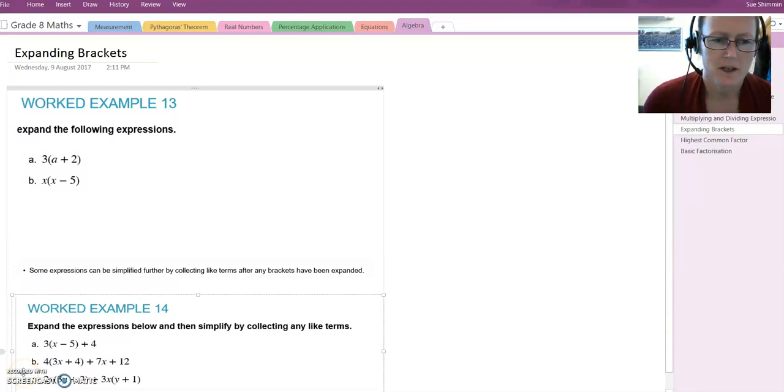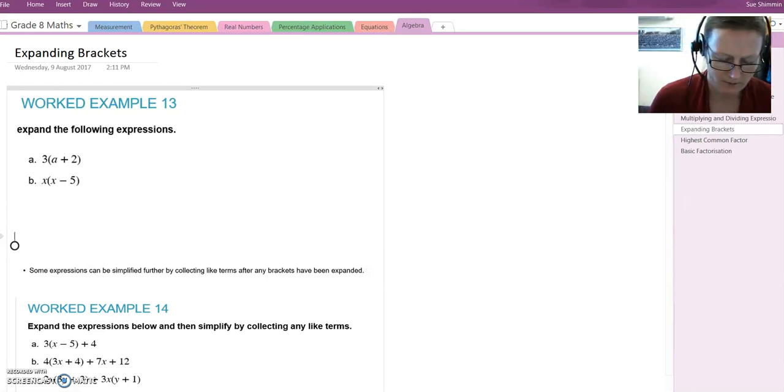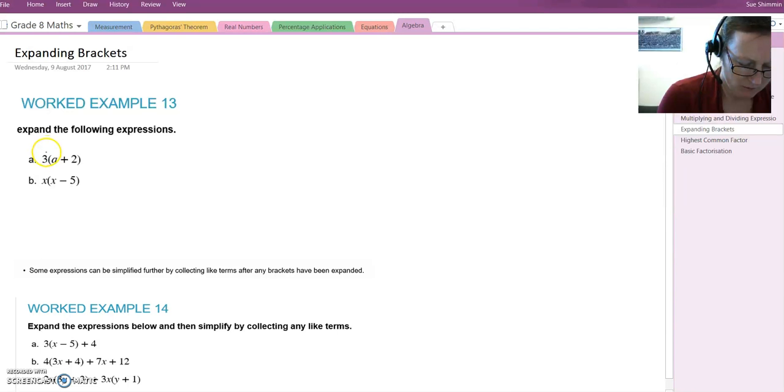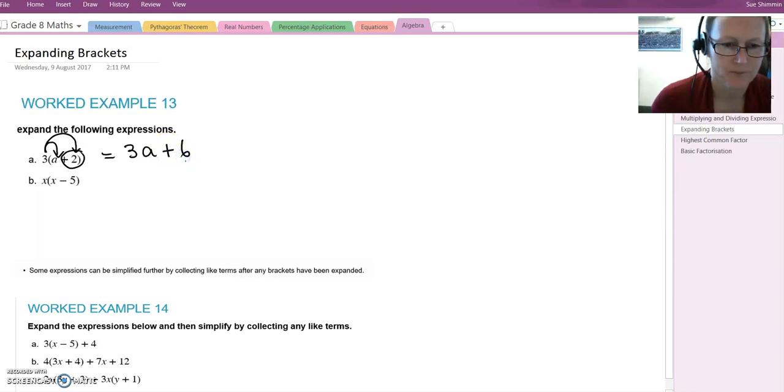Alright, let's look at expanding brackets. When you expand brackets, you multiply everything in the bracket by the term outside the bracket. So for this first example, we multiply 3 by a to give us 3a, and then we multiply 3 by positive 2 to give us plus 6.